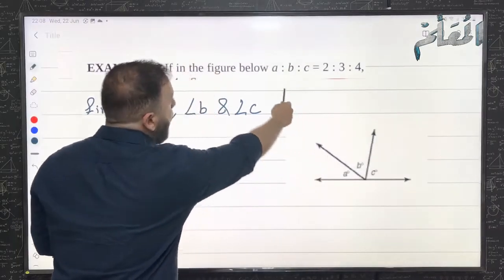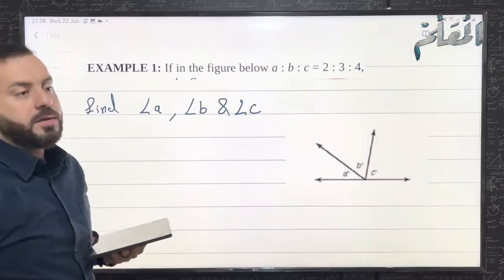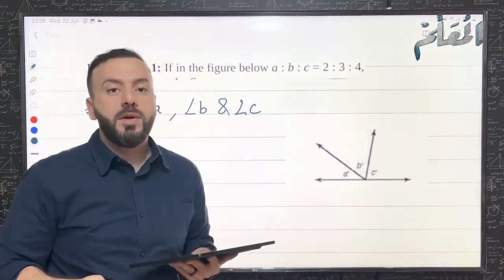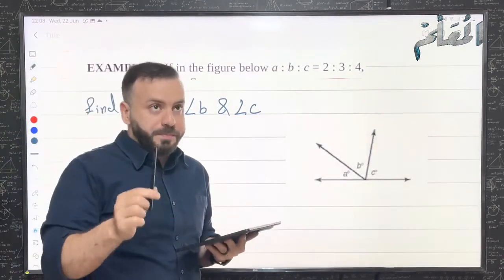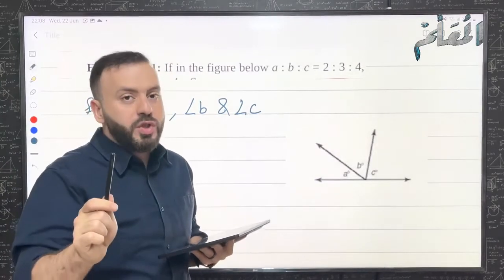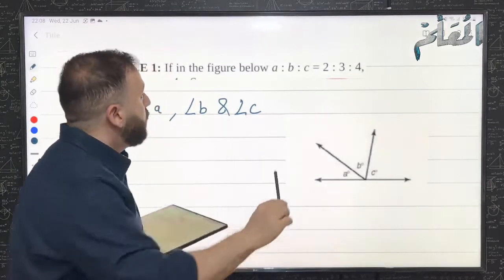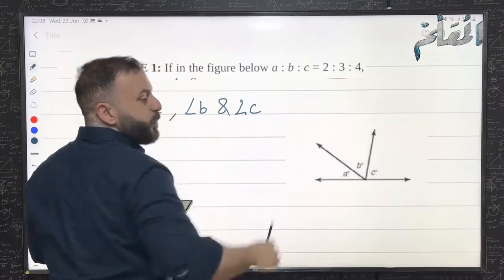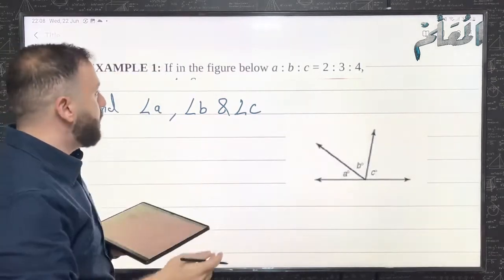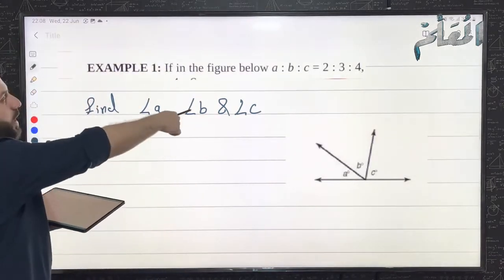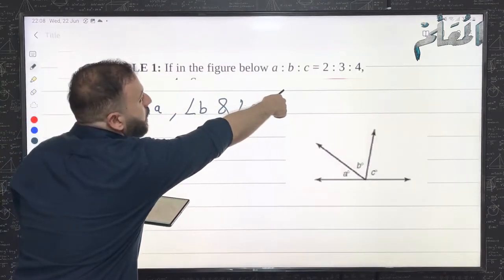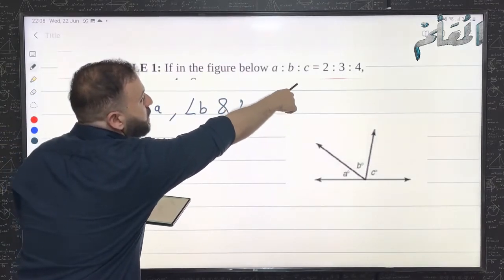A, B, and C. We have the ratio. I usually teach my students, and I already mentioned that in the ratio video, that if you want to solve a question that has a ratio like A to B to C, always put x in your solution. As an example, check this. So we can do 2x plus 3x plus 4x.